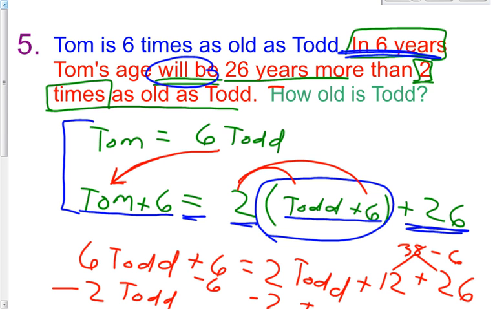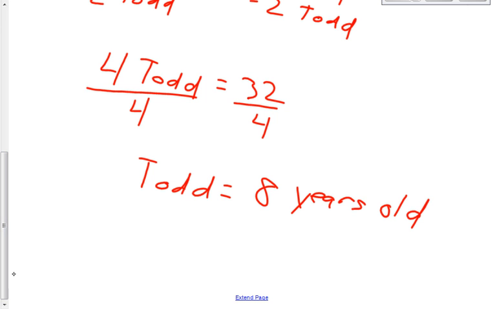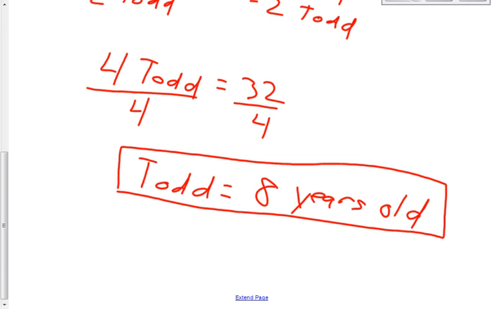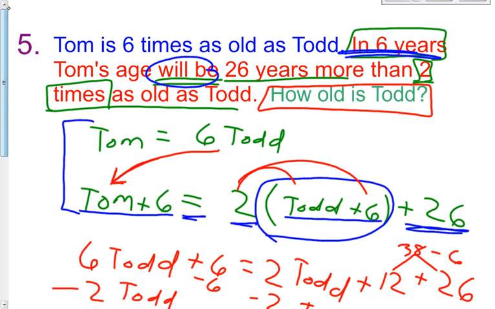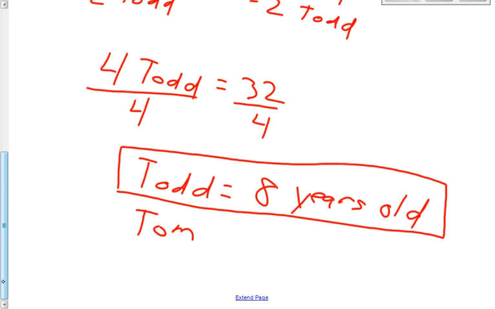So like always, let's go back up to the top. How old is Todd? And I believe Todd is the one that we found, correct? Yes, it is. Todd is 8 years old. So you just found it. There are going to be times in Excel math where it says, how old is Tom? Remember how old Tom is. Tom is 6 times as old as Todd. So if you take Todd's age, which is 8, and multiply it by 6, we get Tom's age of 48 years old.